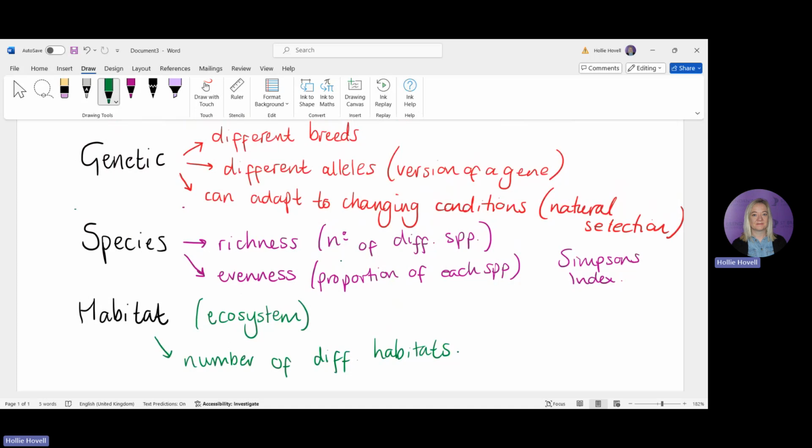Maybe you've got habitats that have different levels, so maybe you've got more trees in an area, so you need animals that can live up high up in the trees, and maybe that's different species, or maybe it's just a different version of a species that's adapted to live high up in the trees. Okay, so they do depend on each other, they do change depending on one another as well.